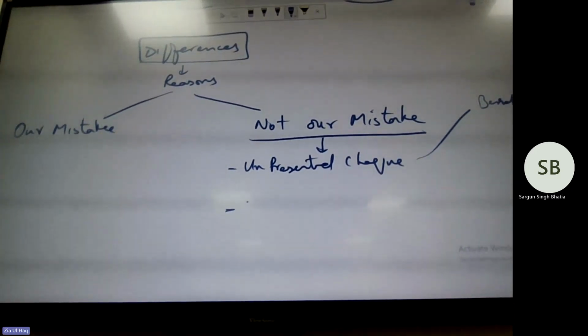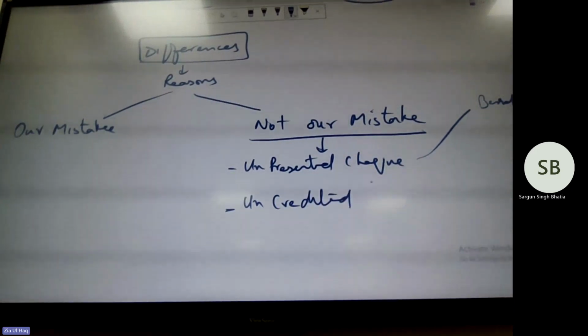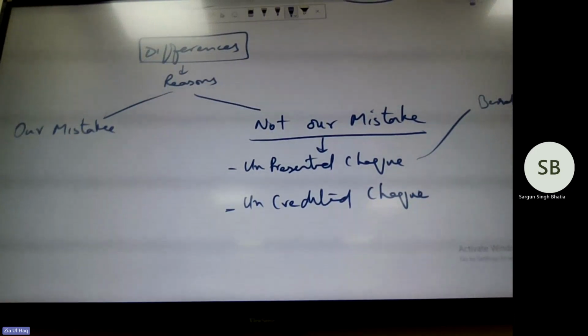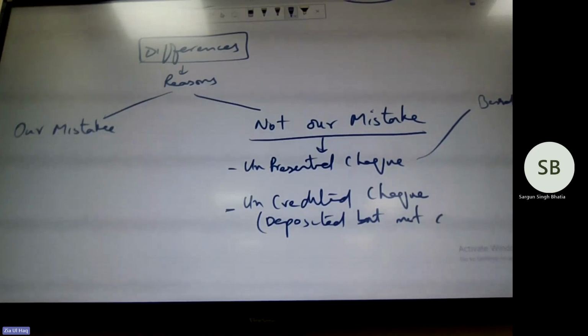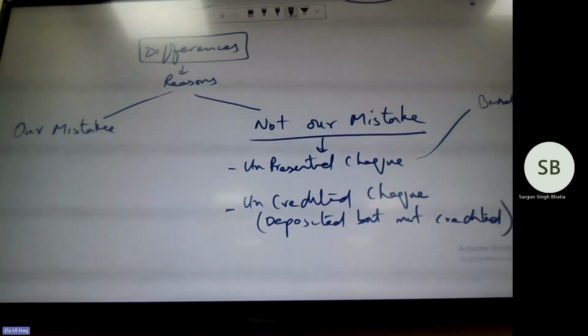That will be called uncredited check. What will it be called? Uncredited check, meaning deposited but not credited. Why is it called uncredited? We're going to discuss it now.